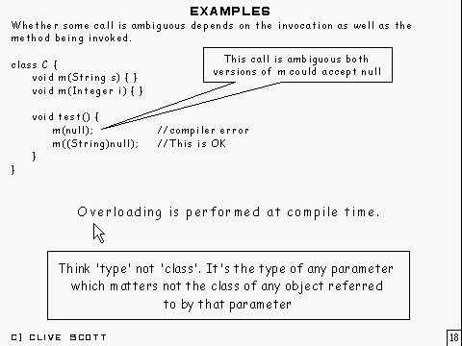Right, overloading is done at compile time. It's sorted out at compile time. So the compiler, of course, only knows about the type of a variable. It doesn't know anything about what a particular variable might be referring to. The class of any object referred to, it doesn't know. It only knows the type. Okay.